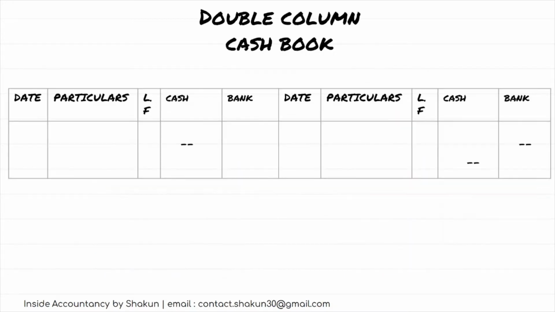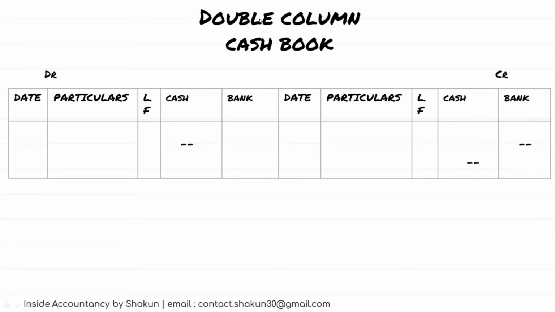Let's have a look at the format of a double column cash book. Again, we have two sides, DR and CR. On the debit side, we have 5 columns, that is date, particulars, ledger folio, which is the page number of the ledger book, then the amount column, which, if you notice, has been divided into two, cash as well as bank. Similarly, on the credit side also, the amount column has been divided into two, cash and bank. The rest of the columns are the same.